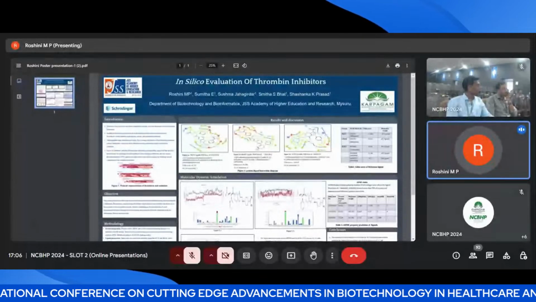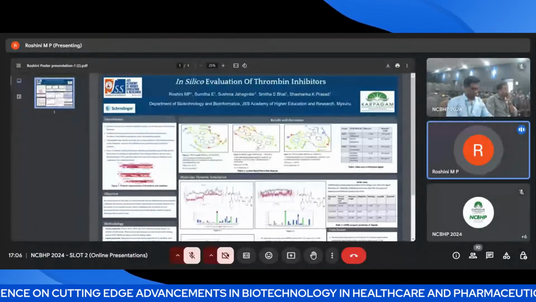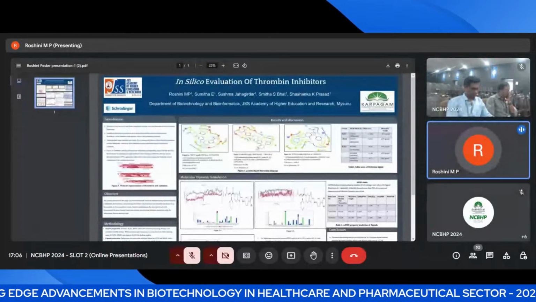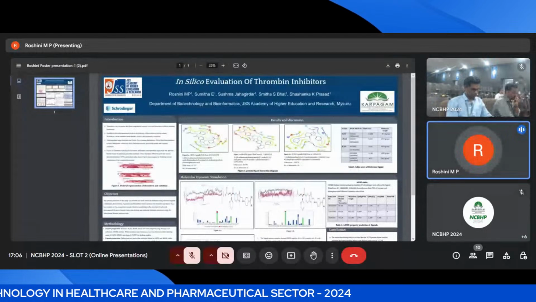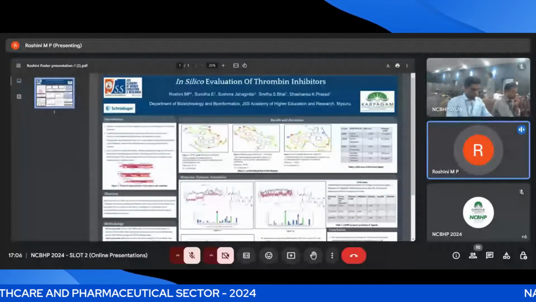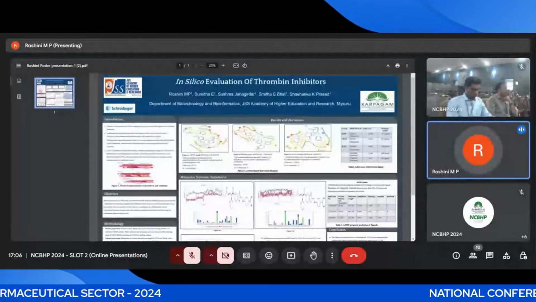So here, the primary objective of our study was to identify a small molecule inhibitor targeting thrombin and factor 10A using computational techniques like molecular docking and MD simulation. Coming to the methodology.